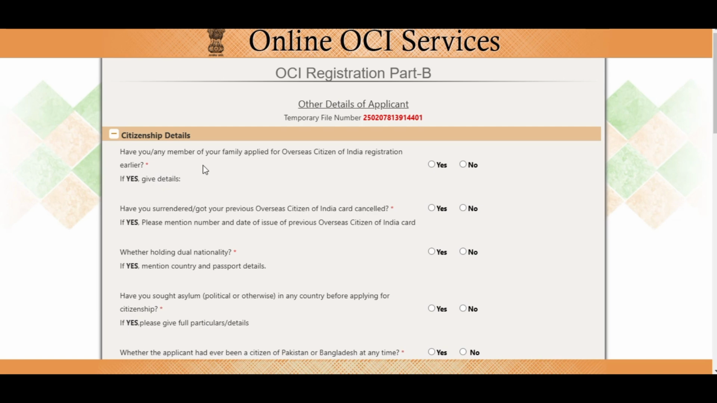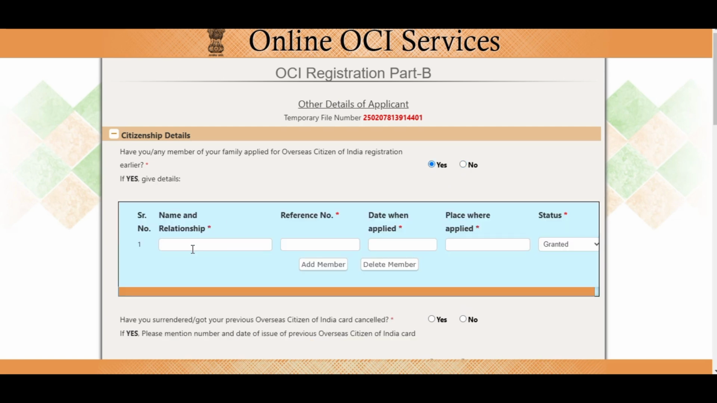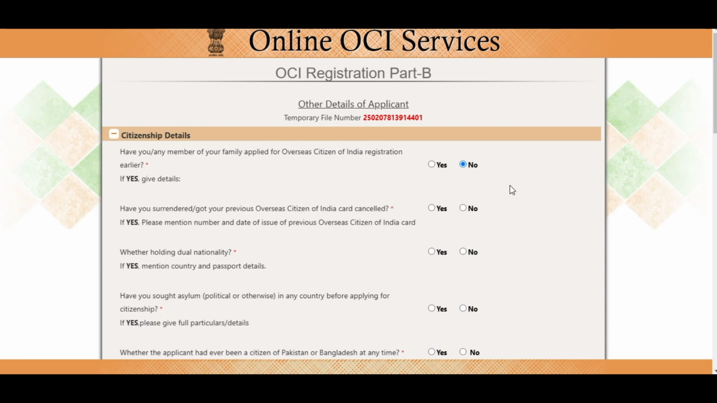If you or any of your family members have applied for the OCI registration earlier, I'm clicking over here no, but if it is yes, you need to provide the name of the family member, their reference number, when they applied, where they applied, and the status, whether it was granted or not granted. I'm clicking on no as of now, but if it applies to you, you select accordingly. Have you ever surrendered your OCI card or has it been cancelled? I'm marking it as no.